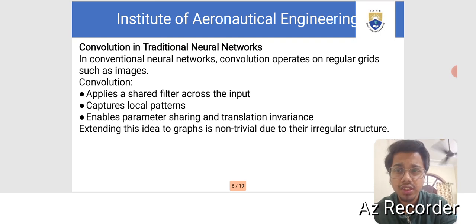Convolution in traditional neural networks. In conventional neural networks, convolution operates on regular grids such as images. Convolution applies a shared filter across the input, captures local patterns, and enables parameter sharing and translation invariance. Extending these ideas to graphs is non-trivial due to their irregular structure.